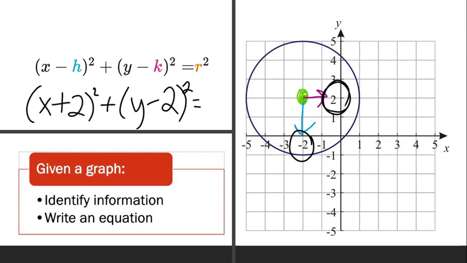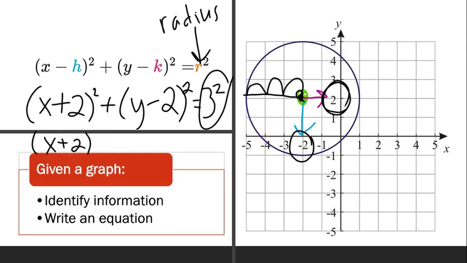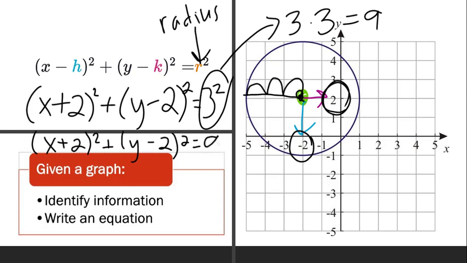Okay, and then the last step is finding the radius. Radius is from the center to the outside. How many spaces? 1, 2, 3. So it's going to be 3 squared. Okay, but I need to simplify this part. Yo necesito simplificar esta parte. So the equation is the same. And then 3 squared is the same as 3 times 3 equals 9. So the answer is 9.